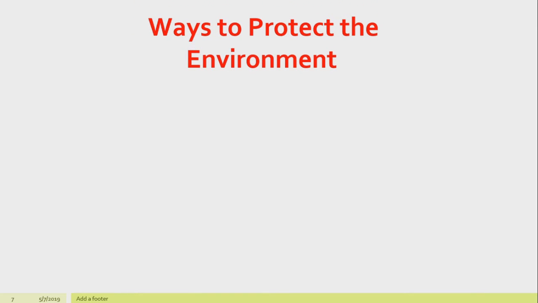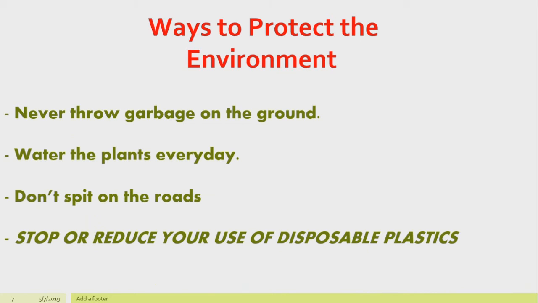So these are ways to protect the environment. First, never throw garbage on the ground. Whenever you have a snack or any biscuit or whatever, try not to throw the garbage on the ground. You need to water the plants every day. This is very important as well. Don't spit on the roads. This is important as well. And of course, you have to stop or at least reduce your use of disposable plastics because plastics are the most dangerous components that destroy the environment for sure.